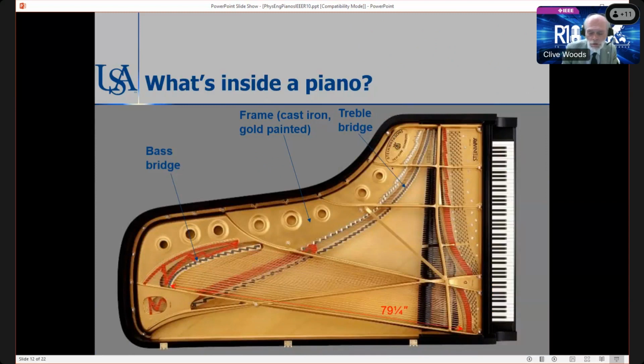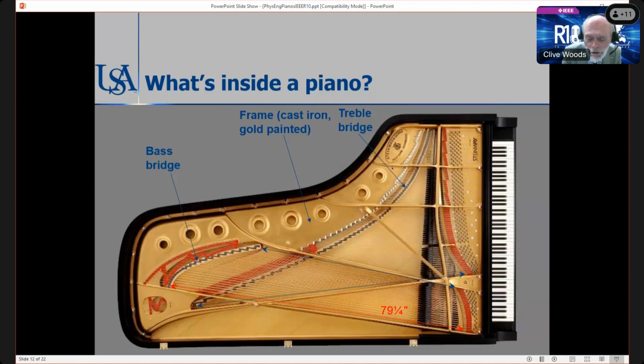Let's think about the lowest note. It's on a Steinway D, it's 79¼ inches. Go up the scale, and at the top end of the bass bridge there's a note with strings that are that long, that blue arrow that's just come up, and then the next note up is that one, which is actually longer.